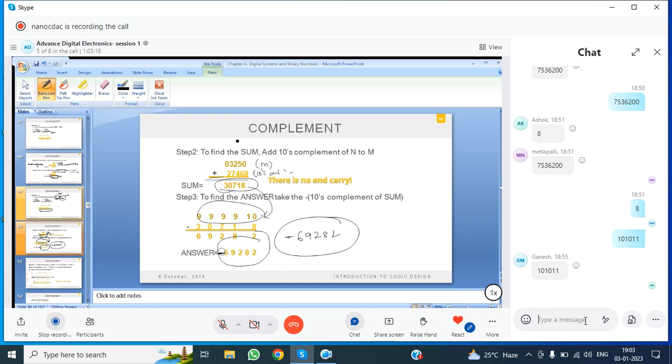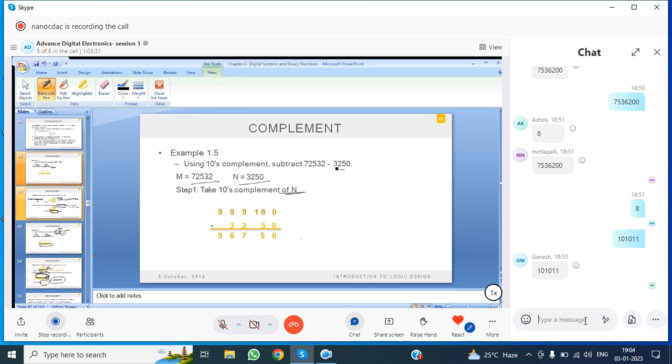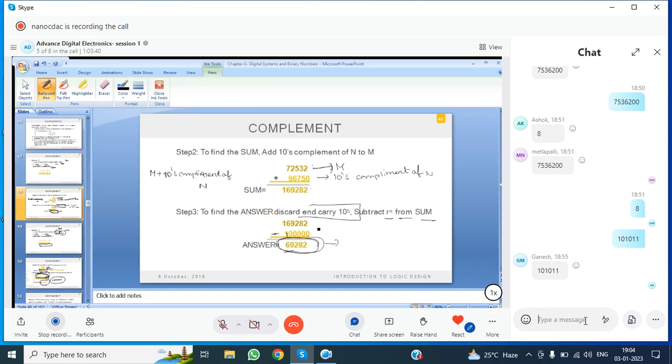If you subtract the biggest number from the small number, you again have to follow this procedure: 9999, and this is the LSP, so for the LSP you need to add 10. Whereas in the first example, this is the smallest number and this is the biggest number. For that you have to subtract with r power n.